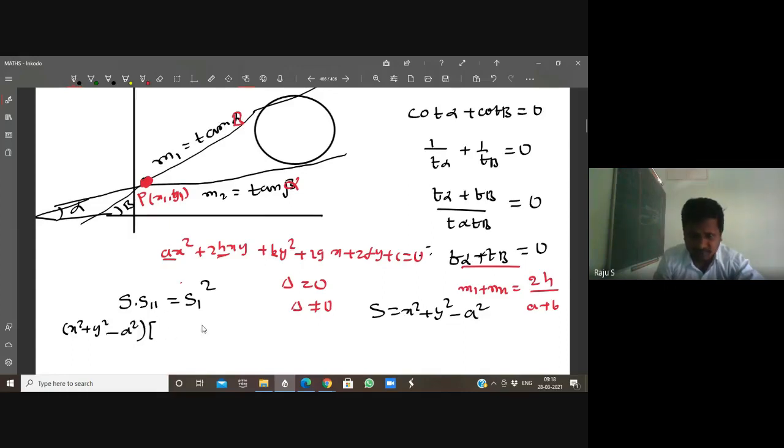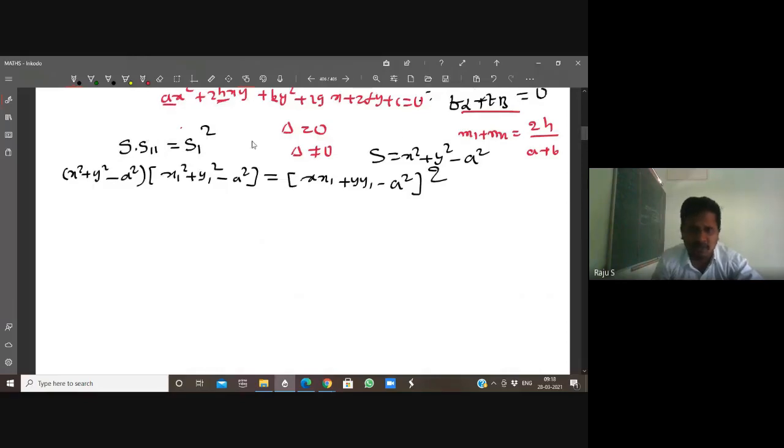S double one means x1 squared plus y1 squared minus a squared, and that is equal to S1 squared. What is S1? The S1 formula: S1 is xx1 plus yy1 minus a squared, whole squared. To remember all these conditions will take some time. So S1 simply means x squared becomes xx1, y squared becomes yy1, and a squared as it is. But S double one means we get a numerical value here. Substitute the given point directly. So you can simplify this.